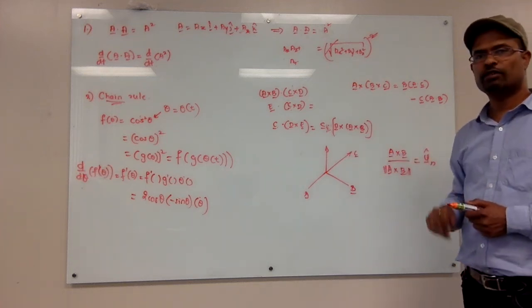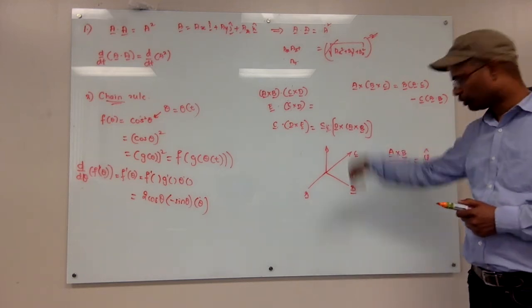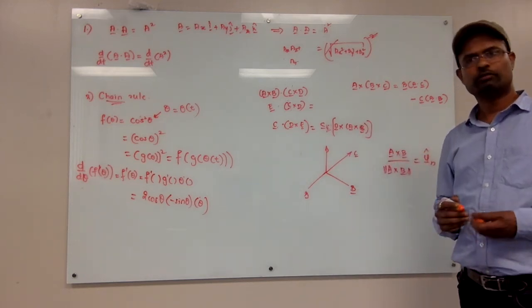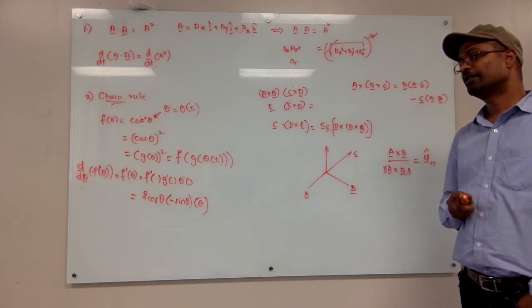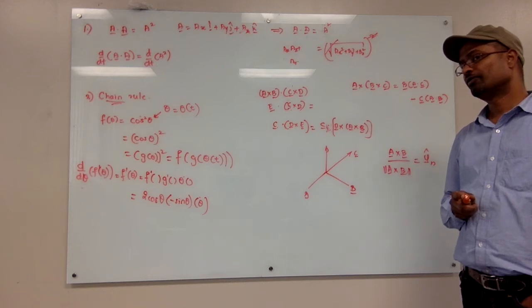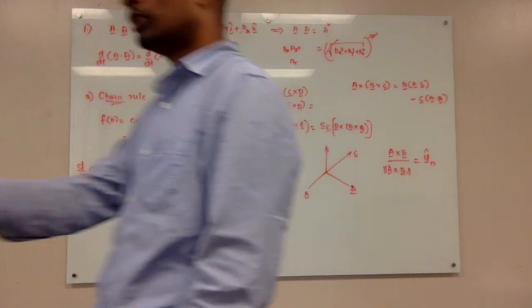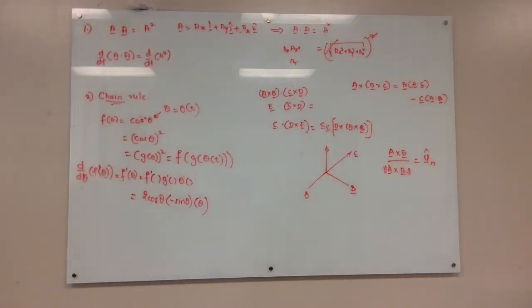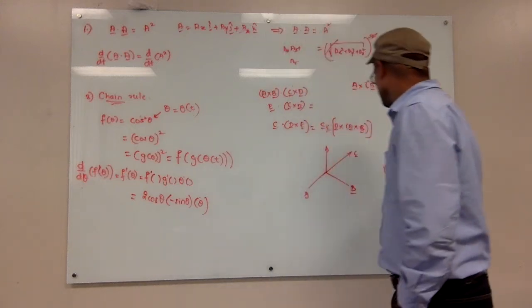What is B cross A? The other way, going down. Are C_n and u_n two different things? Yes. u_n is a unit vector. Because I divide by the magnitude, it becomes a unit vector.